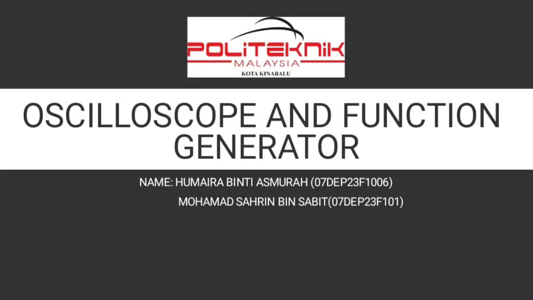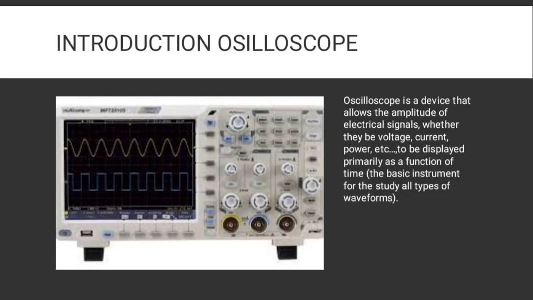Today, me and my friend Muhammad Sarin bin Zabit are going to explain about oscilloscope and function generator. First, I'm going to introduce oscilloscope. Oscilloscope is a device that allows the amplitude of electrical signal, whether they be voltage, current, power, to be displayed primarily as a function of time, the basic instrument for the study of all types of waveforms.